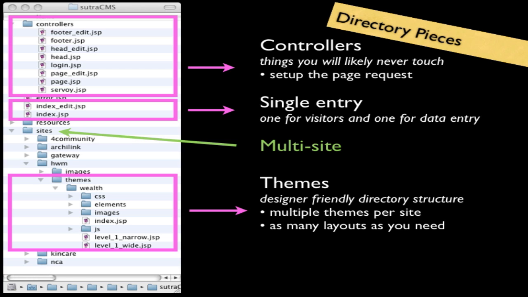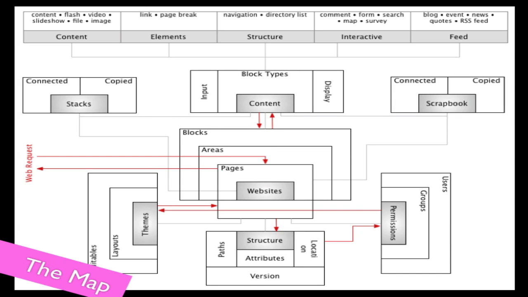Again, how many CMSs out there do you know that do multi-site very well? There's all your themes. Here is the big map. This is the big picture. It's not an ER diagram, but this is how everything I've been talking about sort of maps out.